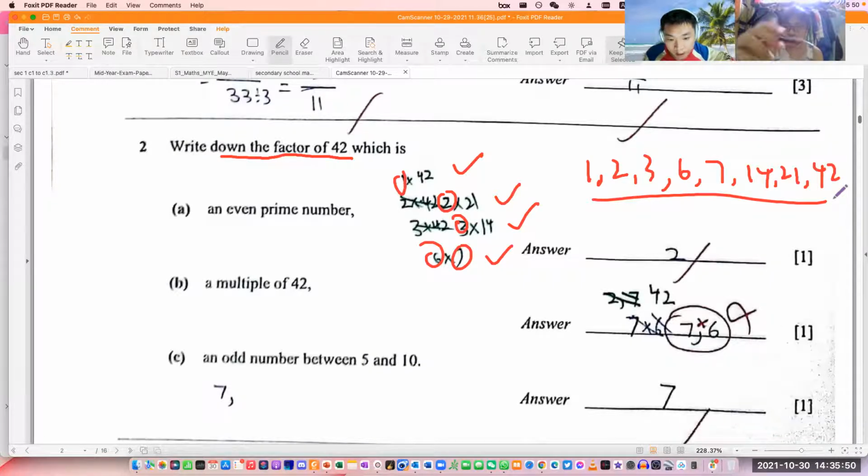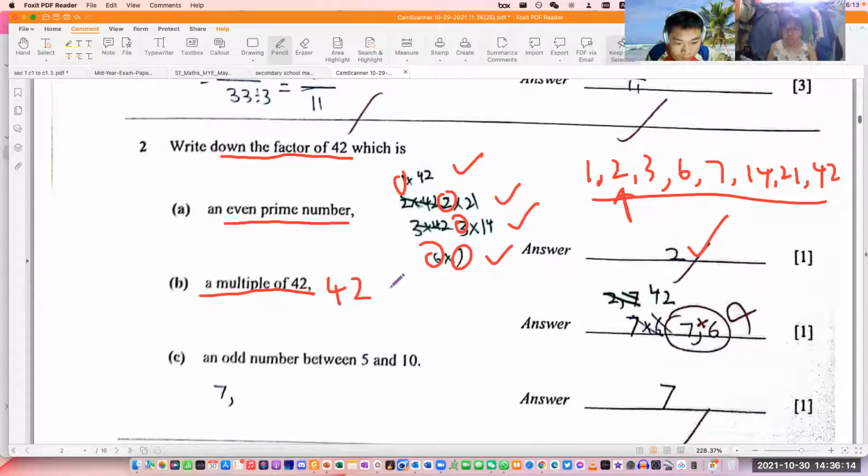Yeah. Okay, then after that, you answer question A: an even prime number. The smallest prime number is 2. Okay, that's why you get 1 mark. Over here, a multiple of 42. What is multiple? Multiple means 42 times 1 is 42, right? So a multiple of 42 is 42. That's why 42 is the answer.